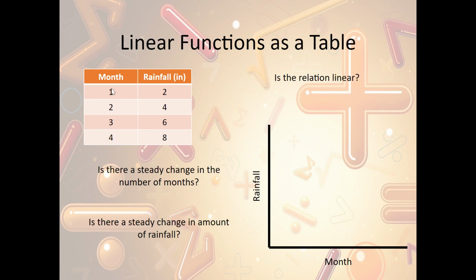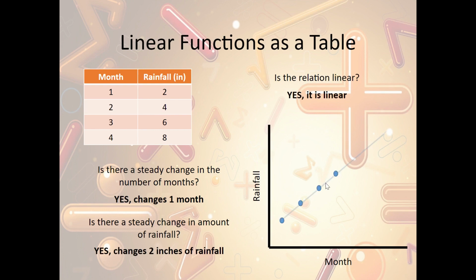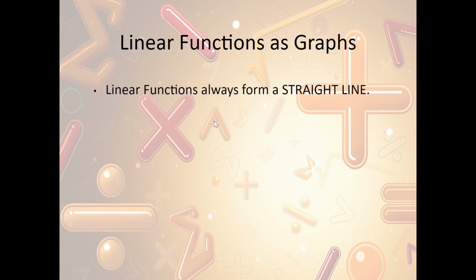So we can see that there is a consistent pattern, and the pattern is that we're adding by 1. So that's addition. So now if we look at this side, we have 2, 4, 6, 8. Again, consistent pattern, addition by 2. So is there a steady change in the number of months? Yes, we're changing by 1 month each time. Is there a steady change in the amount of rainfall? Yes, there is. We're changing by 2 each time. So therefore, we could say, yes, this set is linear. And if we were to graph it, it would look something like this and form a straight line. So that's a linear function based on a table.